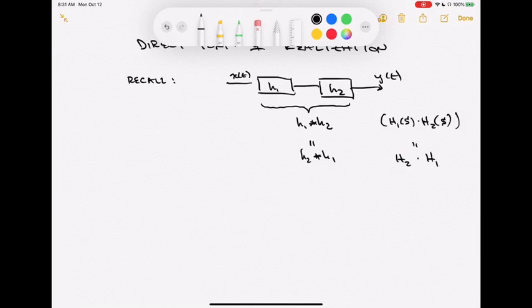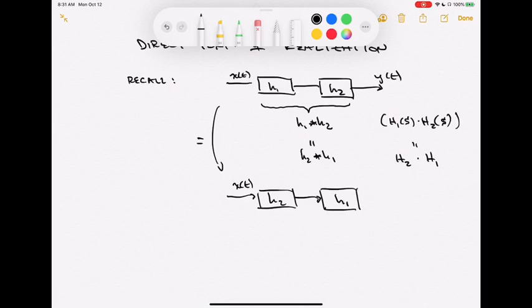And what that really means is that this whole structure here can be equivalently done by taking x of t not into H1 first, but I could do it into H2 first, and then go into H1 and give us an output y of t. Those guys are equivalent, right? They are equivalent structures in this case, right? So we know that those two cases are equivalent.